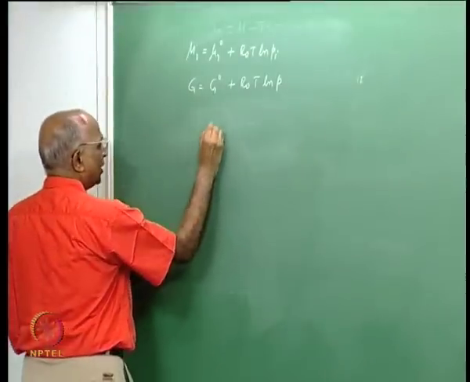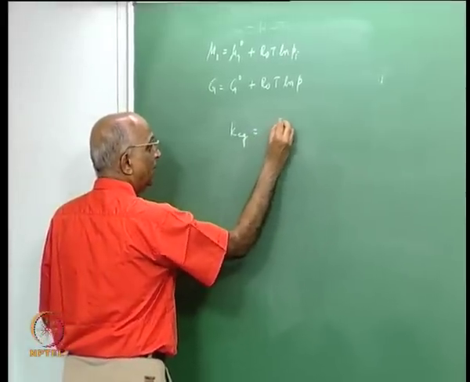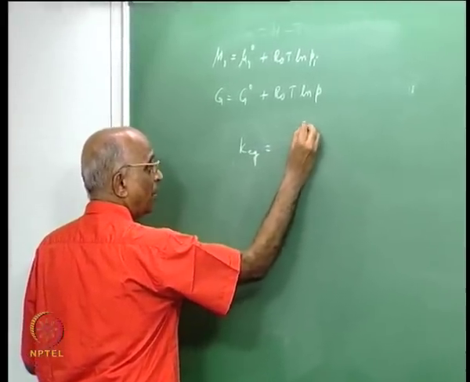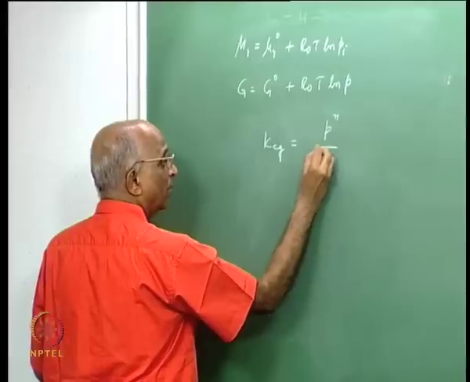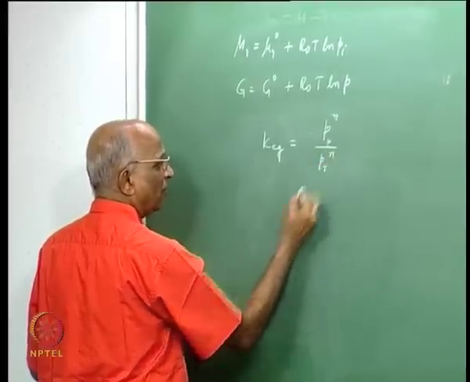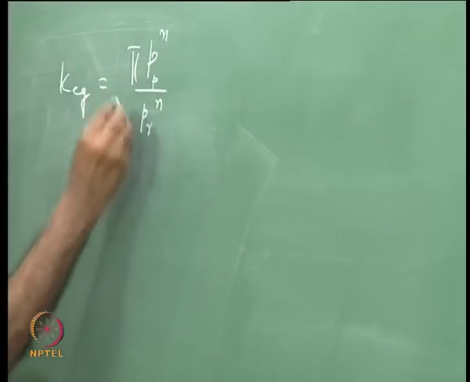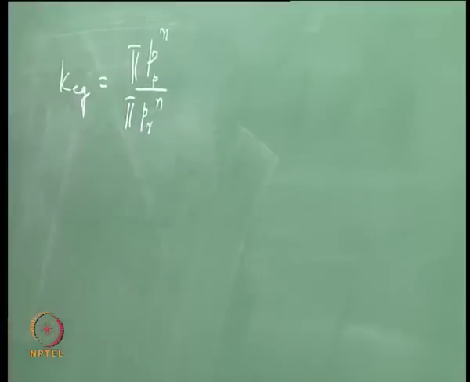We told ourselves K equilibrium is equal to, maybe we are looking at the partial pressure of products to the power of the moles divided by the partial pressure of reactants to the power of the moles of the reactant. This is all what we are saying, and this is the product over here. Now I want to get the value of K equilibrium.